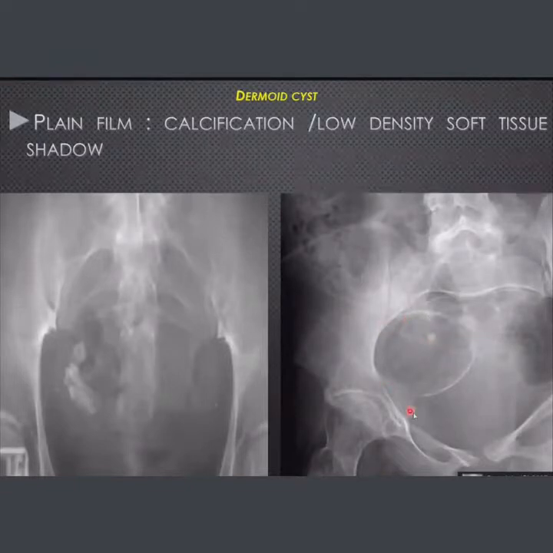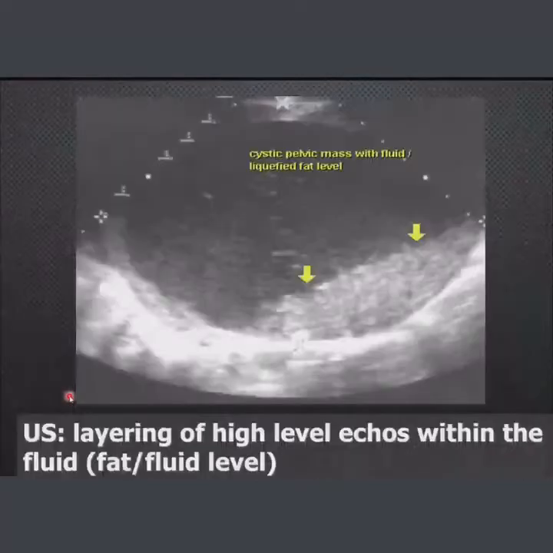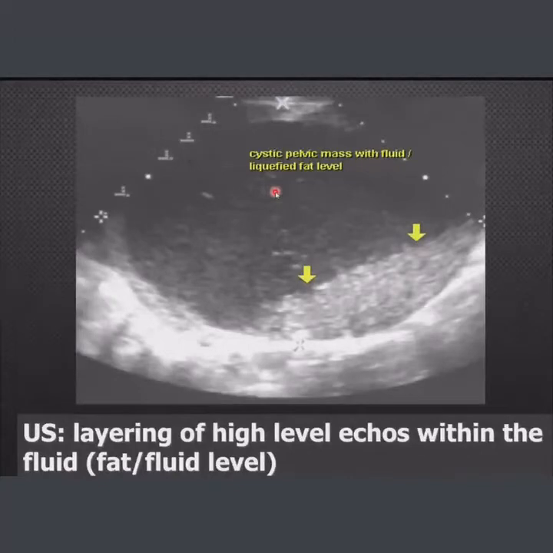On radiography it may show due to its fat content and calcification. Here is a peripherally calcified dermoid with central calcification. Here are coarse teeth-like calcifications in an ovarian dermoid.